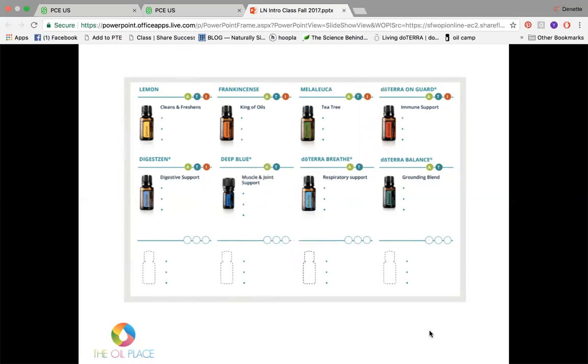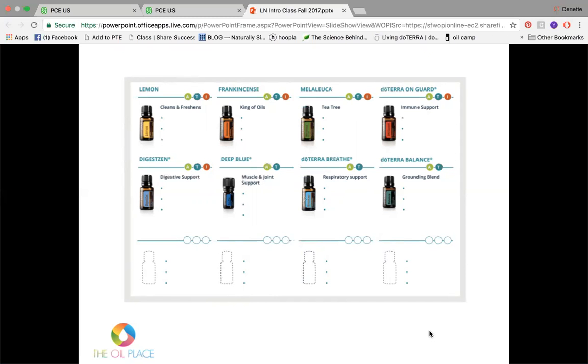That means that oil is safe to use aromatically, topically, and internally. If for some reason you can't remember, just make sure you turn the bottle around, and if you see the label that says supplemental facts, that's going to show you that that oil is safe for you to take internally because it does have the supplemental facts on there. If the oil does not have supplemental facts on it, like deep blue, that oil is not going to be safe for you to take internally.